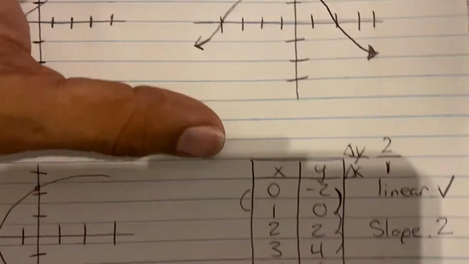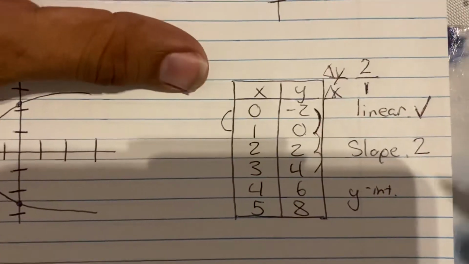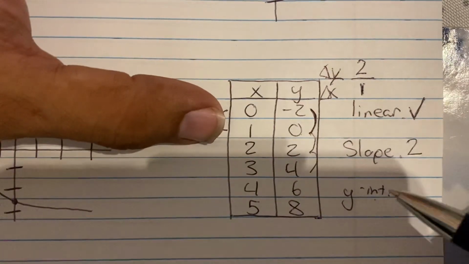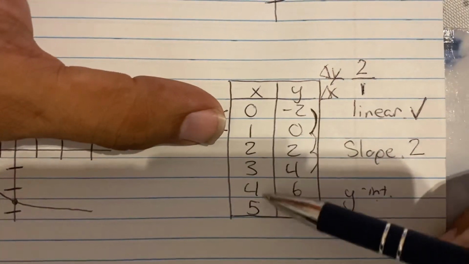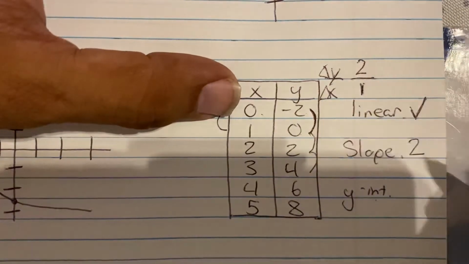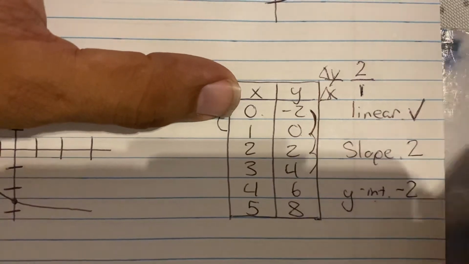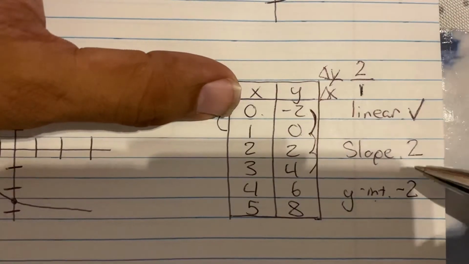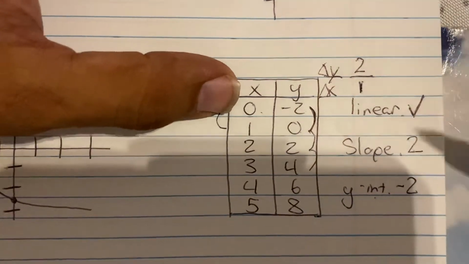The y-intercept, okay, let me show you the y-intercept. The y-intercept is always where x is 0. So you find out where x equals 0. So x equals 0 here. So the y-intercept is -2. So that's how you check if something's linear. That's how you find its slope. And that's how you find the y-intercept.